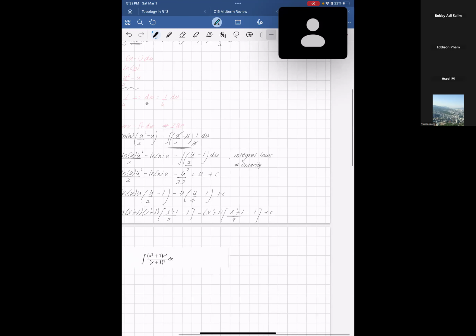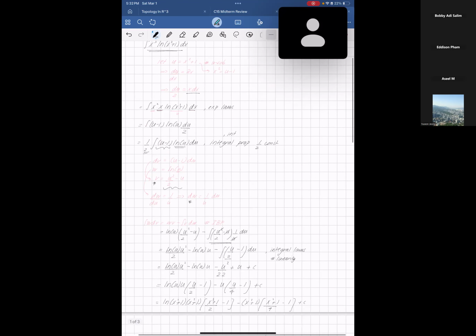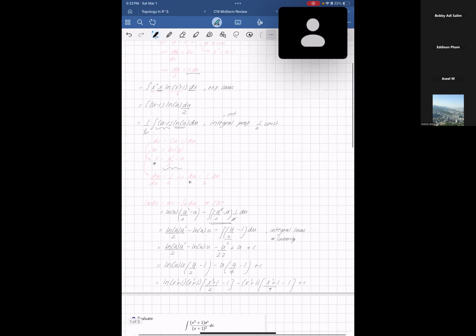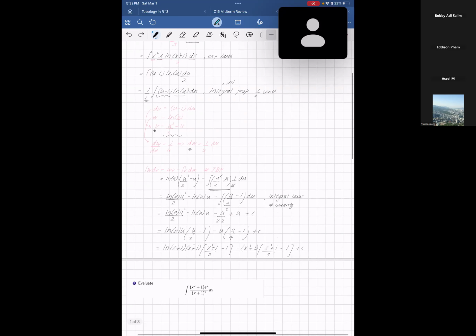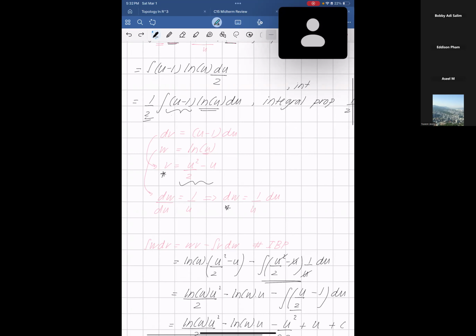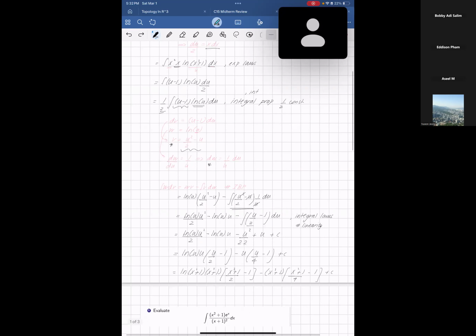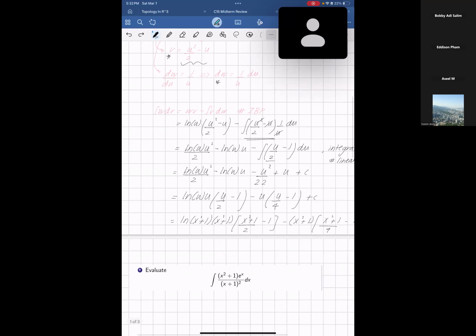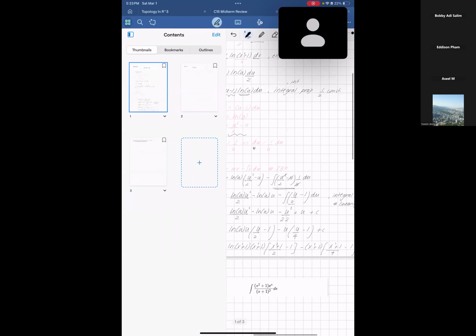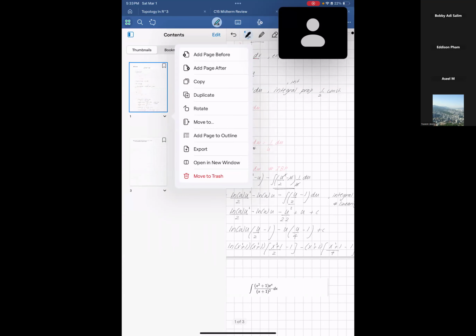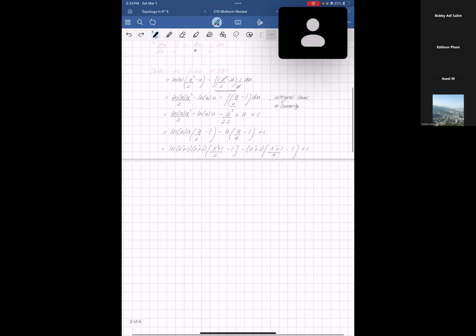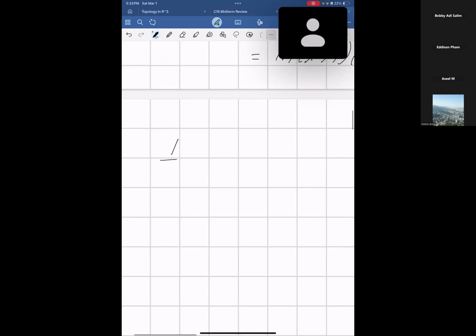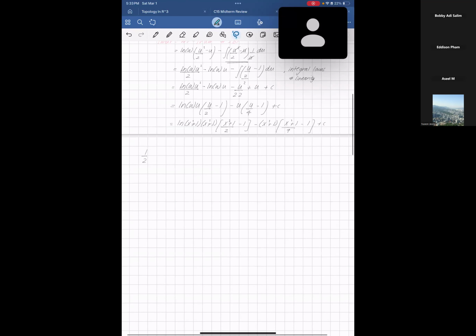Anyone have any questions as to the last few steps? I forgot the 1 over 2 here. This was just for this part, and then you just add a 1 over 2. I don't have space in here, so let me just add a page after. So the final answer would just be 1 over 2, and then this whole thing.